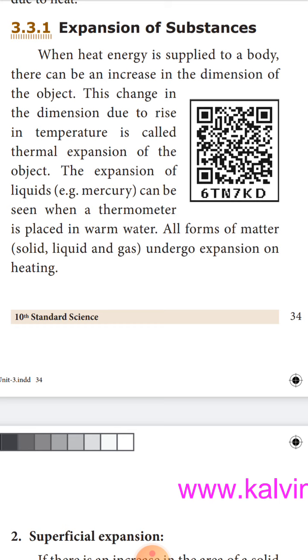Example for the thermal expansion of the object: the expansion of liquids, that is mercury. Expansion of liquids can be seen when a thermometer is placed in warm water. All forms of matter, solid, liquid and gas, undergo expansion on heating.